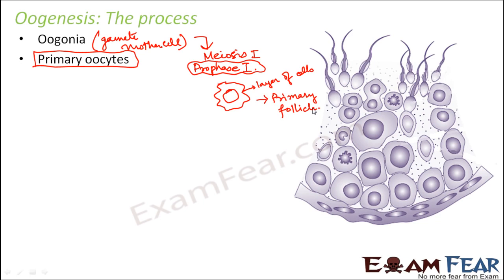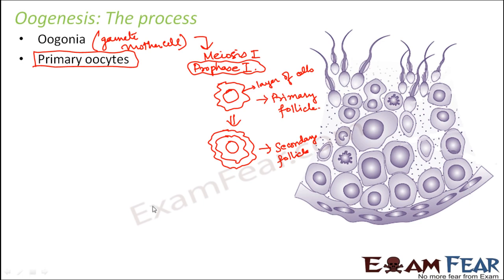Okay, so primary follicle formation is clear. Now what happens after this? Over a period of time, it was observed that more layers of cells were surrounding the primary follicle, and when more layers of cells surrounded it, it came to be known as the secondary follicle. Inside, you still have the same primary oocyte, but outside the layers are increasing, and that is how it became the secondary follicle.